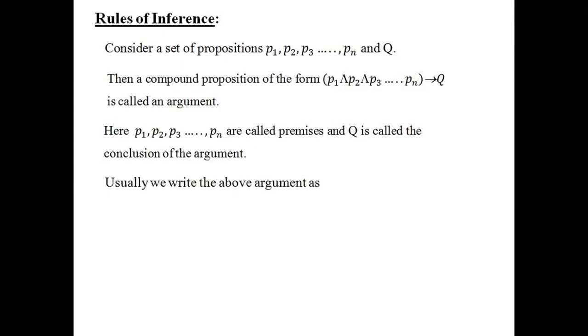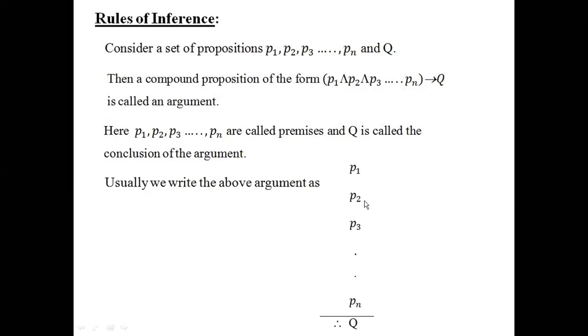Usually we write the above argument as P1, P2, P3 etc. up to Pn, therefore Q. So P1 is happening and P2 and P3 etc. up to and Pn. This gives us the resultant as Q. That is why Q is called the conclusion of the argument.